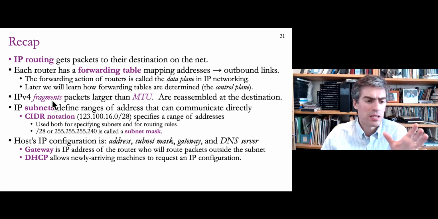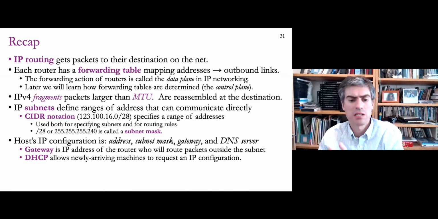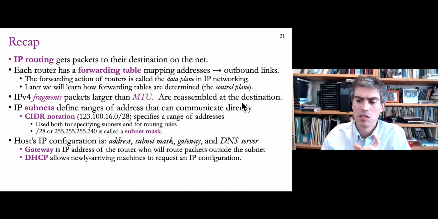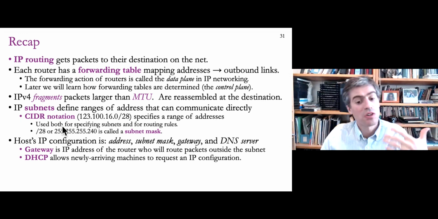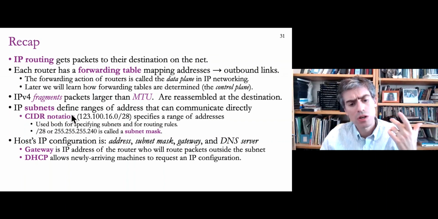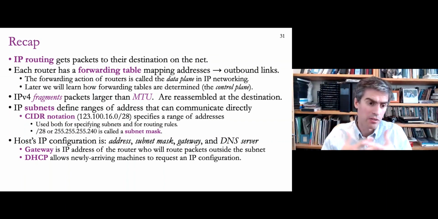IP version 4 has this way of fragmenting packets that are too big to pass through a particular link that has a limited packet size. They're reassembled at the destination. Not super important, but it's there. And we introduced the concept of IP subnets, which are important. Those are ranges of addresses that can communicate directly to each other using MAC addresses, but that's not super important.